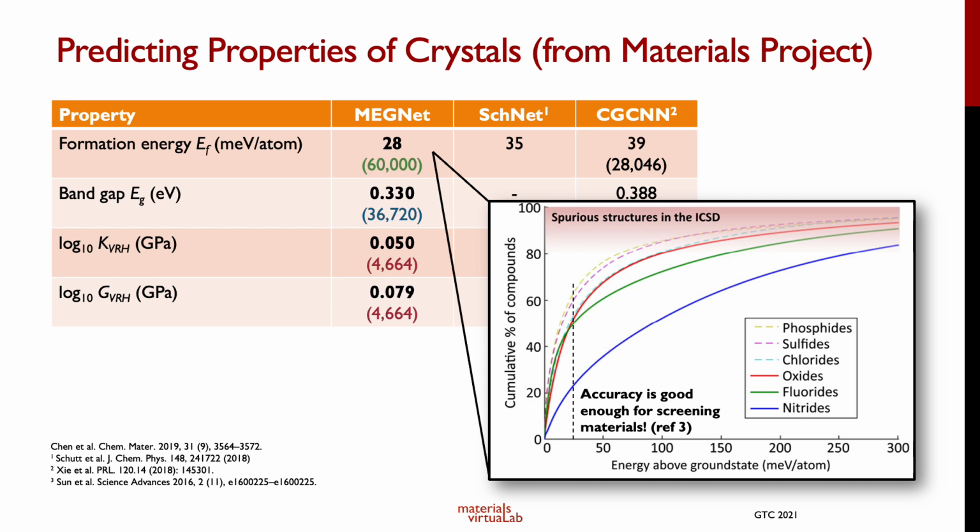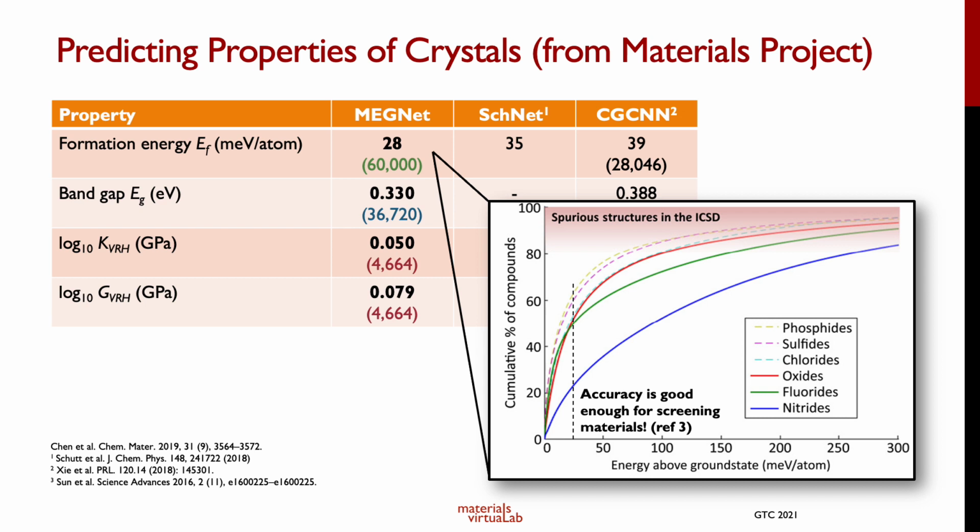Now, this is a cross-validated mean absolute error, so this is not just the training error, right? Now, is 28 MeV per atom enough? So the way that we check this is that if we look at this previous work, which studies all the known experimental materials that have actually been synthesized before, and we look at the distribution of the energy above the ground state, we find that about 80% of the materials fall within about 70 MeV per atom in energy from the ground state, right?